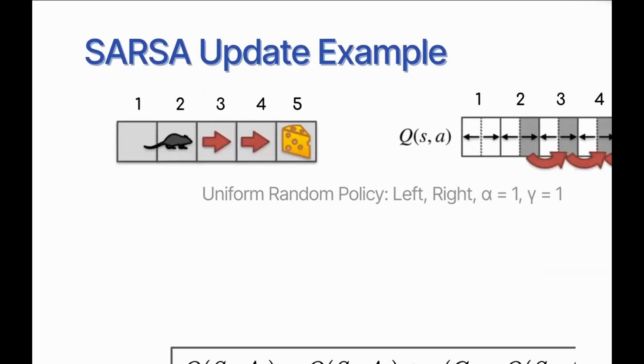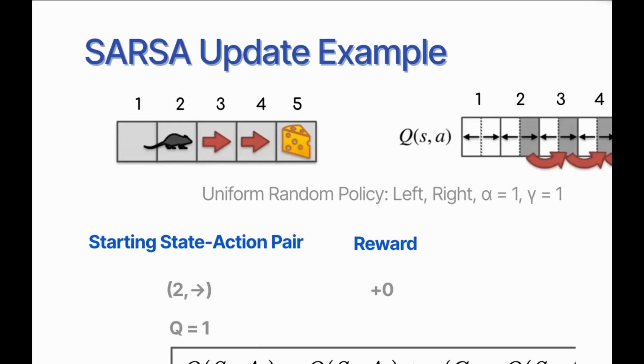Let's do an example. Let's assume that for this particular situation, it's a uniform random policy, so you go left and right with equal chance. There's no randomness in the dynamics, all right? Deterministic. You go right, you'll always go right. Alpha is 1 and gamma is 1. Start with the state action pair 2 comma right. Q is 1. Let's assume this is just your current value estimate, whatever it is. You get a reward of plus 0, let's say.